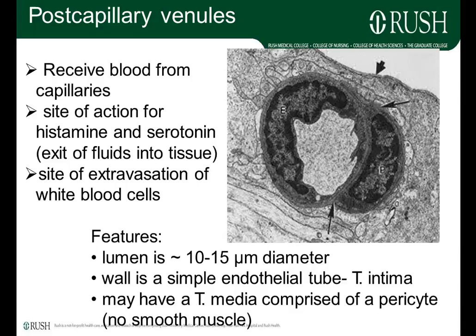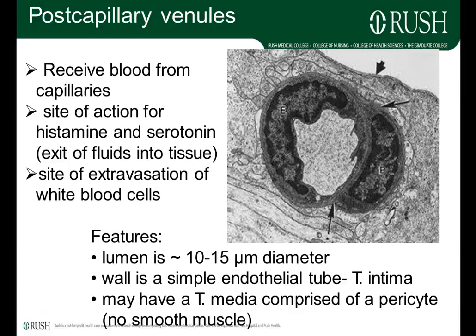So the smallest elements of the venous circulation are the venules. As soon as you leave that microvasculature of the capillaries, you enter what's called the postcapillary venules. Now, these structurally are pretty much indistinguishable from a lot of the capillaries, and I will not ask you to distinguish them histologically or ultrastructurally from one another.